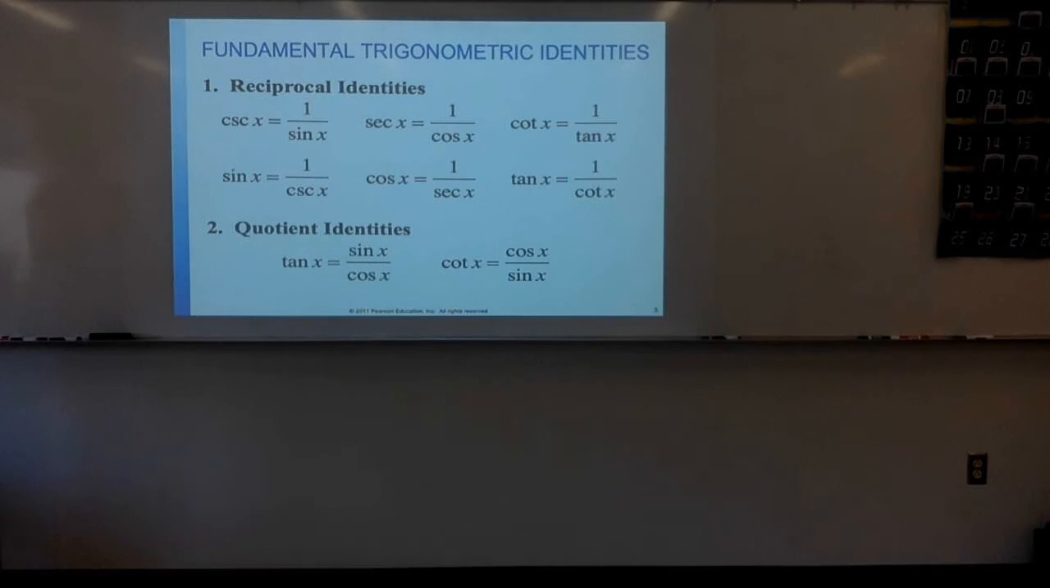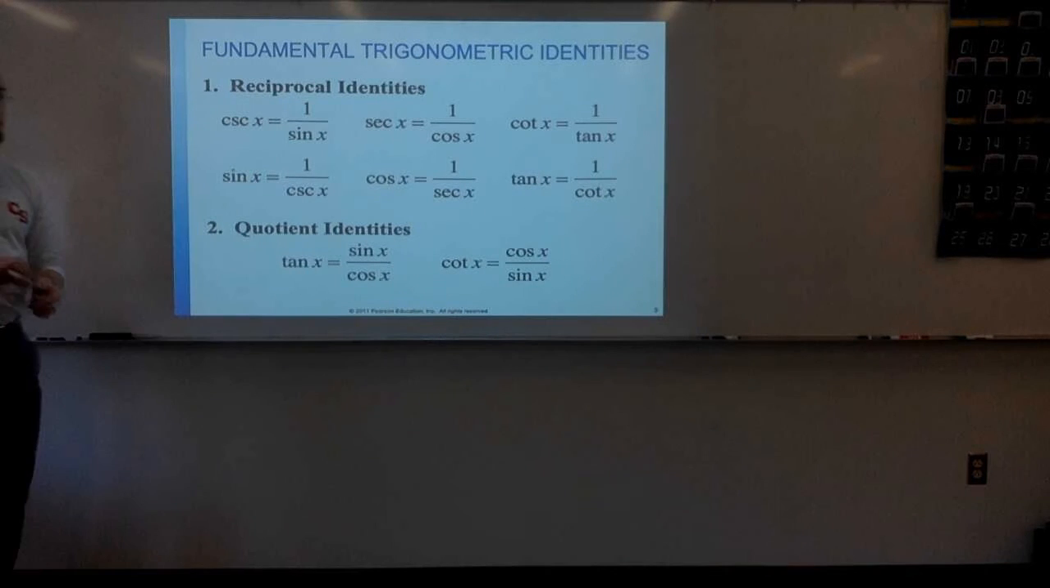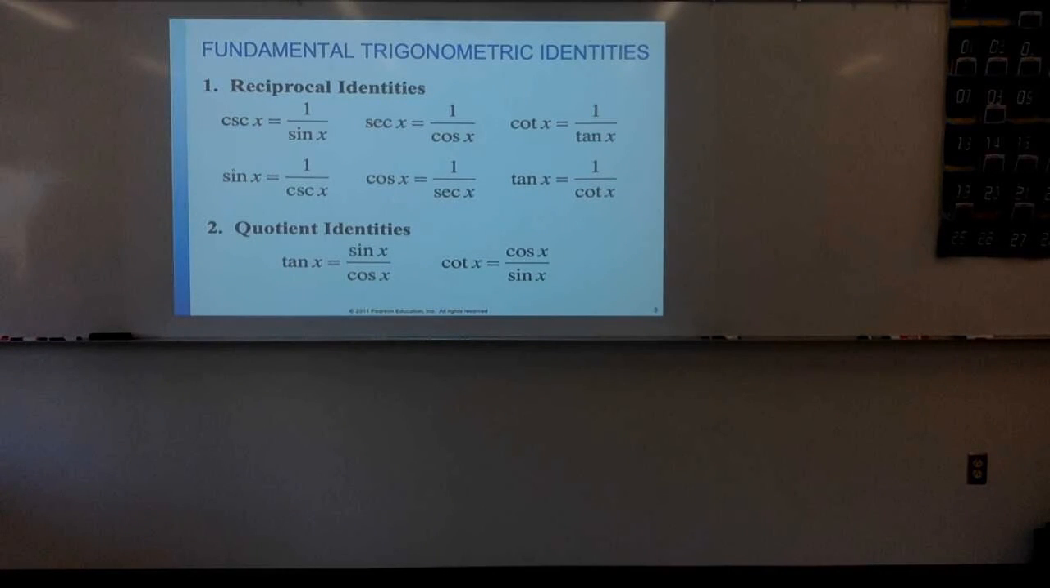Cosecant and sine are reciprocals of each other. Secant and cosine are reciprocals of each other, and tangent and cotangent are reciprocals of each other. And then also, we know that tangent is sine over cosine, and cotangent is just the reciprocal of that, cosine over sine. We talked about these in the last chapter, but we're going to use them a lot in this first section. So take a minute and write these down in your notes.